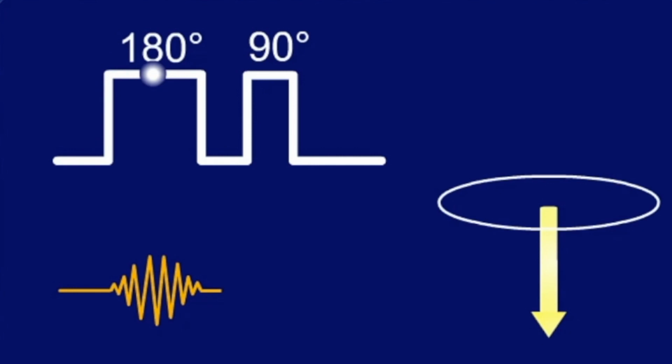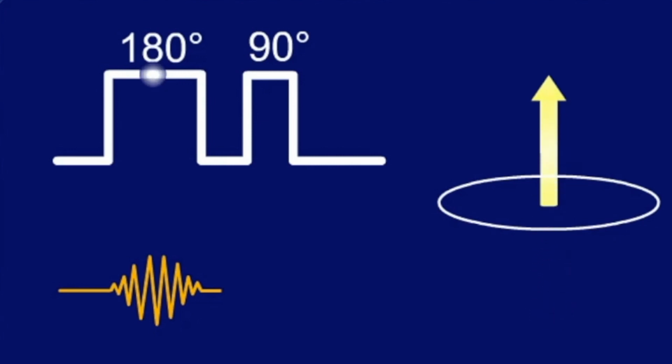If we do not do anything else, the longitudinal magnetization will slowly go back up, like a ball that is thrown into water. To get a measurable signal, however, we need some transversal magnetization. And for this, we use the 90-degree pulse.